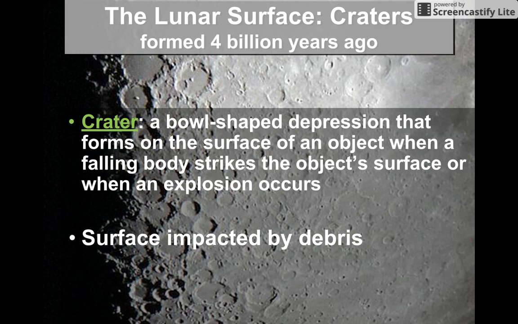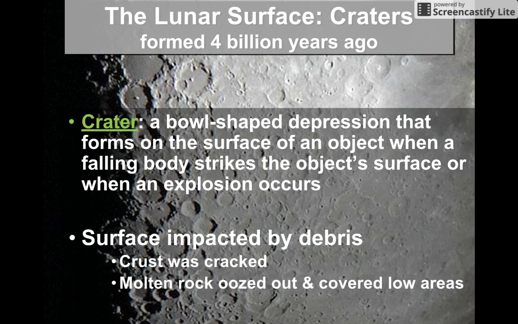The surface is impacted by this debris. The crust was cracked, and again the molten rock, which becomes lava, oozed out and flooded the low areas. That became the basalt, the dark areas that we see on the moon.